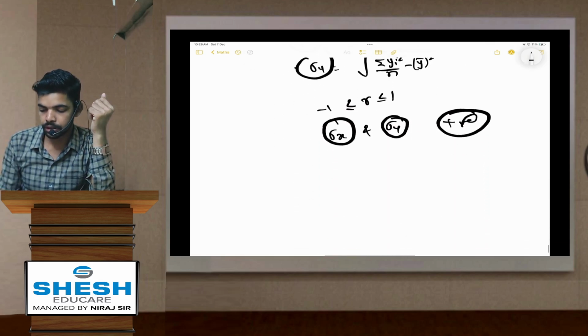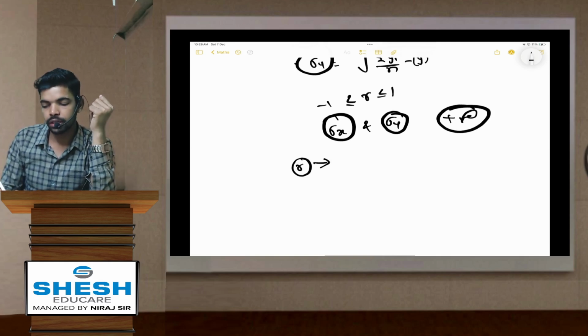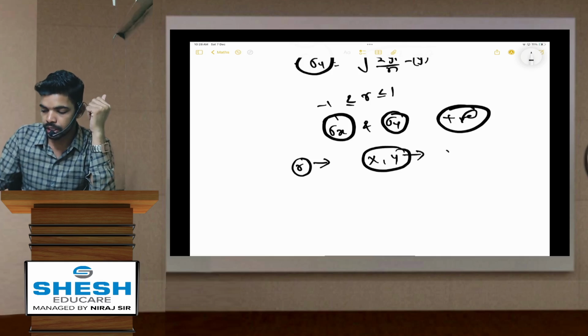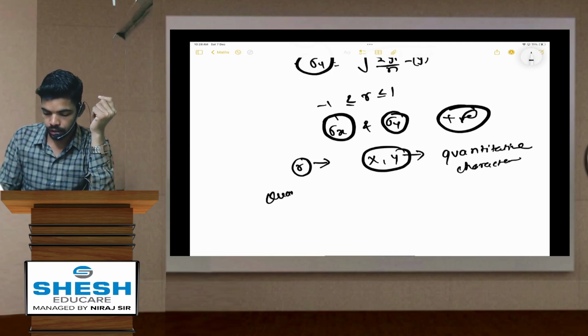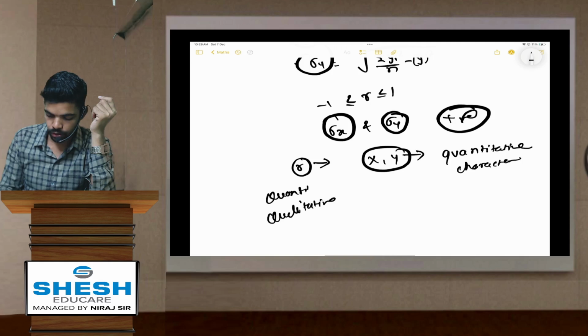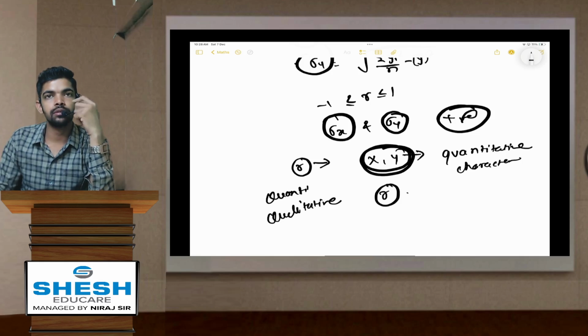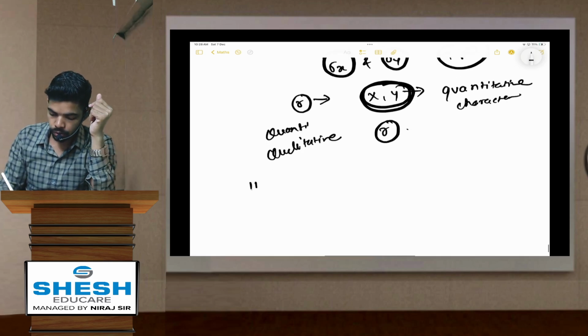So this was Karl-Pearson correlation coefficient, and we can calculate Karl-Pearson correlation coefficient when x and y are quantitative characteristics. There are two types, one is quantitative and the other one is qualitative. So if x and y are quantitative, then we find Karl-Pearson's correlation coefficient, and the next one is rank correlation coefficient.